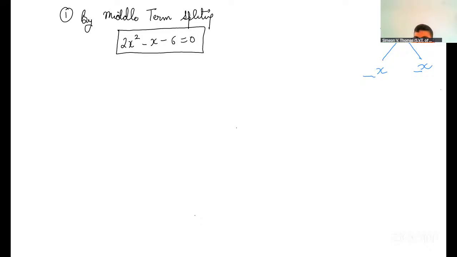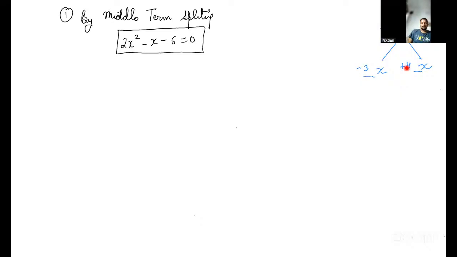Yes, Simeon. Minus 3 and 4. Minus 3 and plus 4, you're saying. Yes, sir, minus 4 and 3. See, Simeon, when you multiply them, you get minus 12, which is correct. But when you add them, what will you get, Simeon?